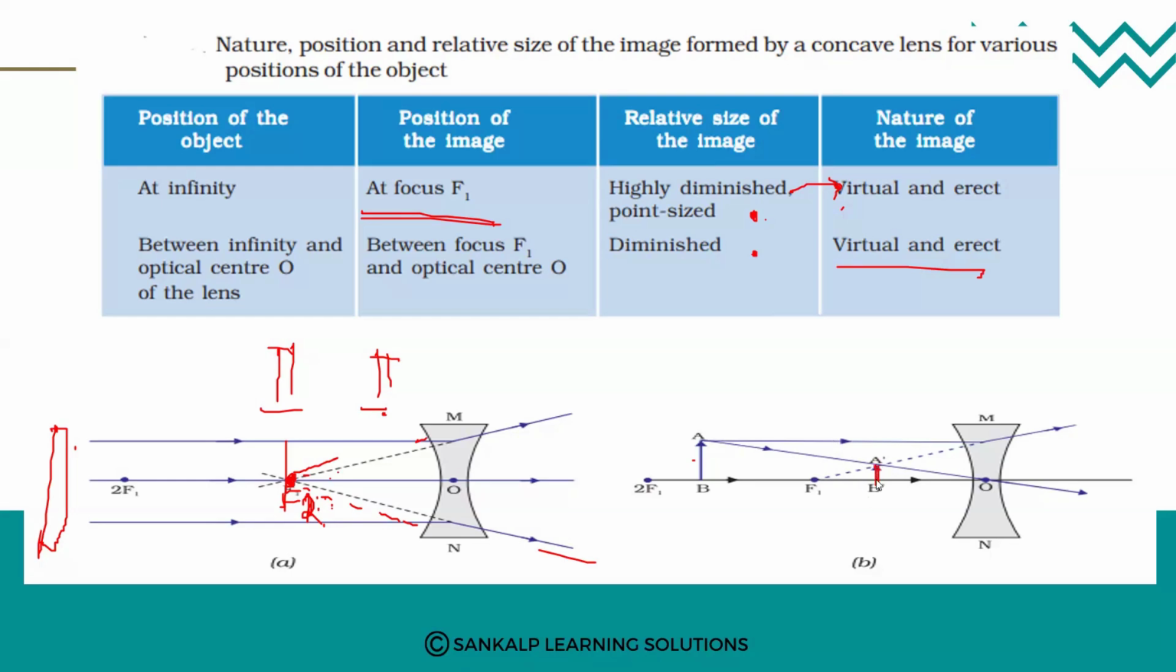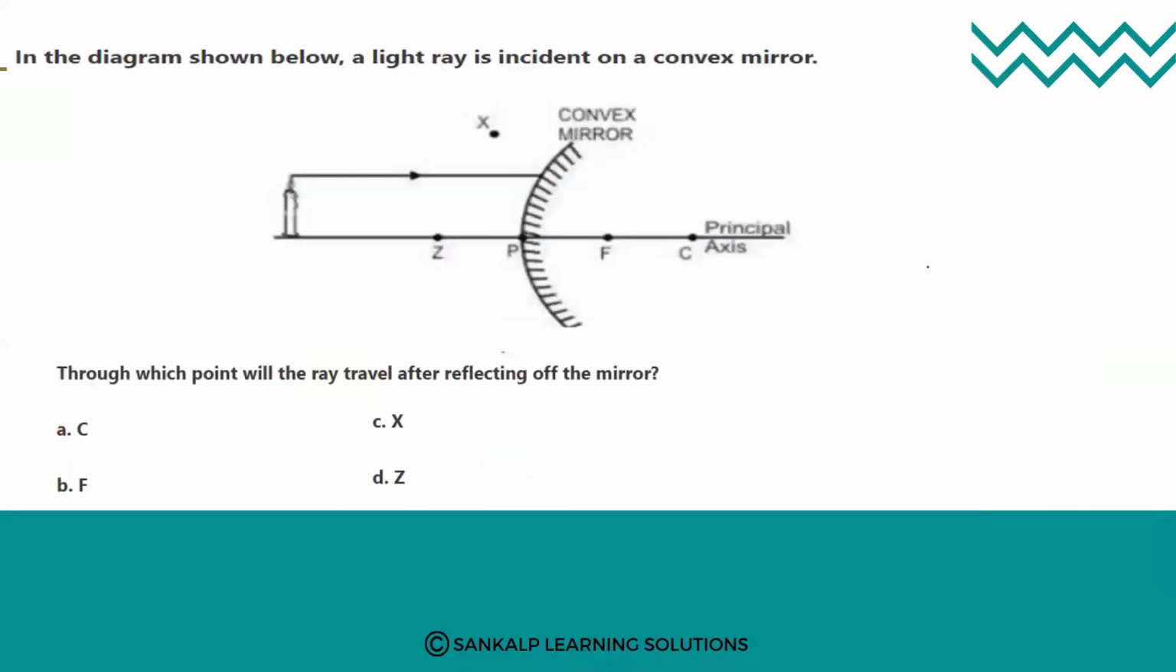And it is also virtual and erect. So this is very, very, very important. Okay, remember. Next one. In the diagram shown below, a light ray is incident on a convex mirror, right? So a convex mirror we are using here. Through which point will the ray travel after reflecting off the mirror?